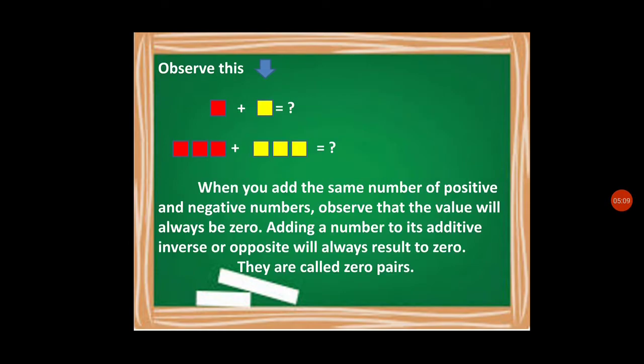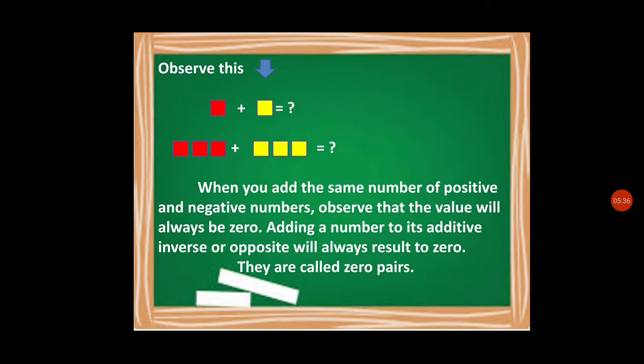Next, number 3. So let us observe this. There are two different colors of tiles. The red as the positive and the yellow as the negative tiles. So we are going to have red tile plus yellow tile is equal to what? Since we have mentioned that they are the zero pair, meaning to say the answer would be 0.